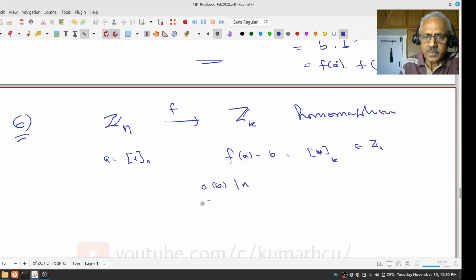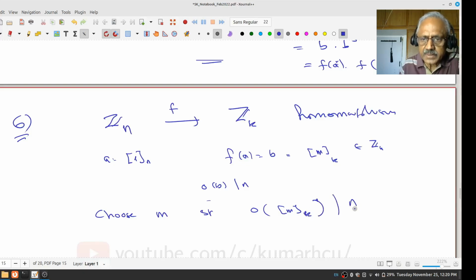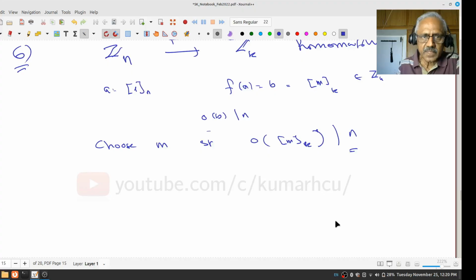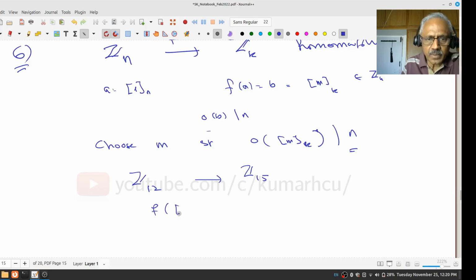So choose m such that order of m in Zk divides n. Just to make you understand, you should not get confused. Let me look at Z12 to Z15. Then I want to define f of 1 in Z12 equal to some m in Z15. What should be this m?